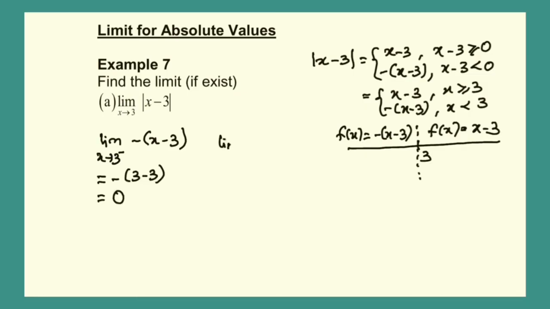And then for the right hand limit, x approaches 3 from the right. The function at the right is x minus 3. And then substitute x equal to 3. Here is 3 minus 3. The answer is 0.